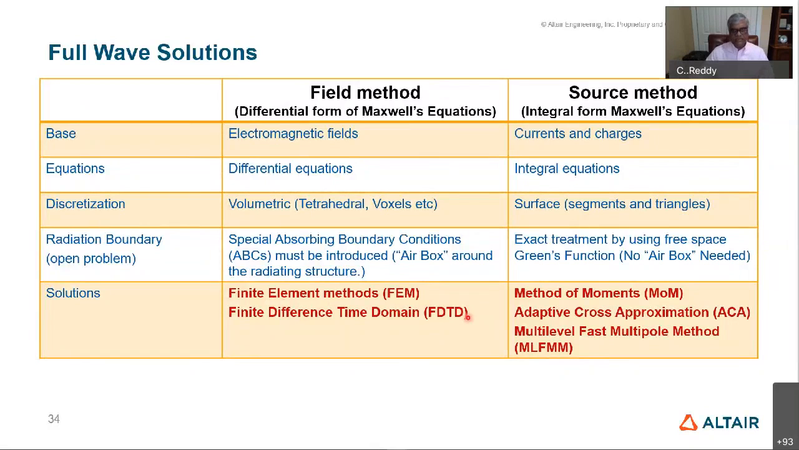They do require this absorbing boundary condition. It means it's a fictitious air box that you put around your antenna to be able to solve the problem.